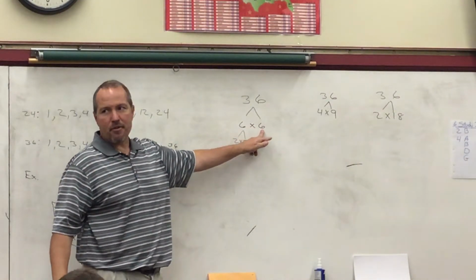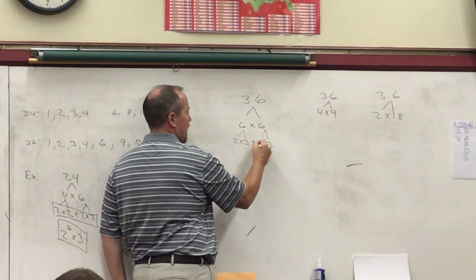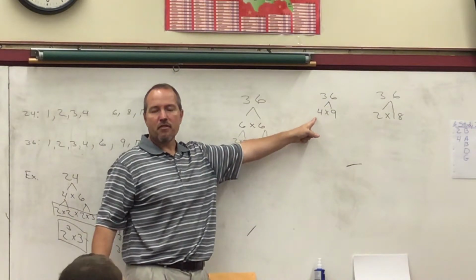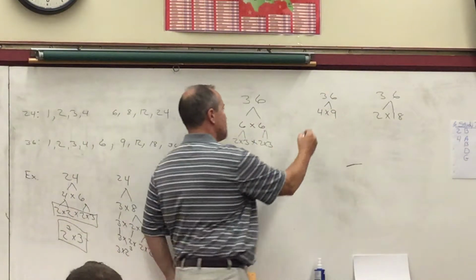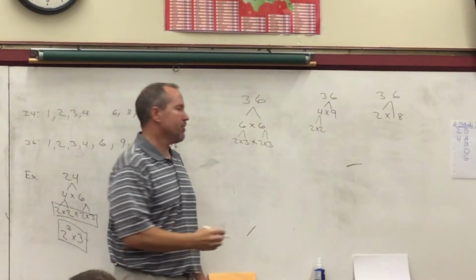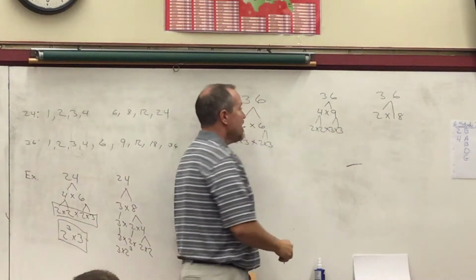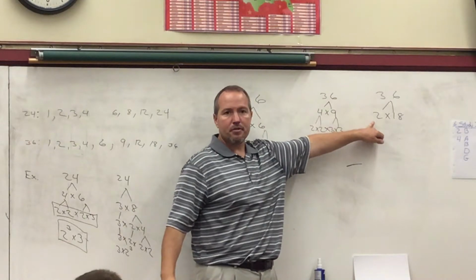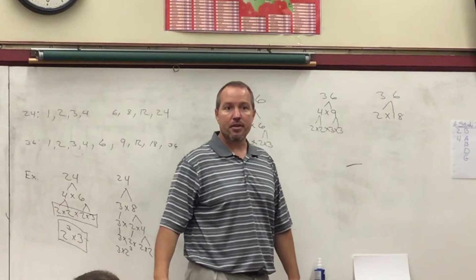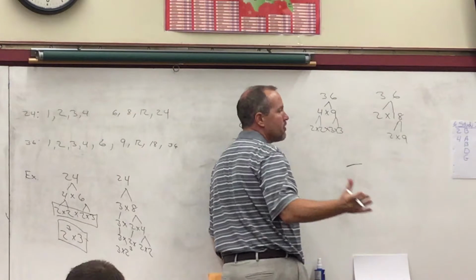Can we break that 6 down? Yeah, it breaks into 2 times 3. Now multiply those. If you do it this way, can we break the 4 down? 4 breaks into 2 times 2. Can we break the 9? Yeah. Breaks into? If we did it this way, can we break the 2 down? No. Can we break the 18 down? 18 breaks into? 9 times 2. Okay, 2 times 9. Someone said 3 times 6.